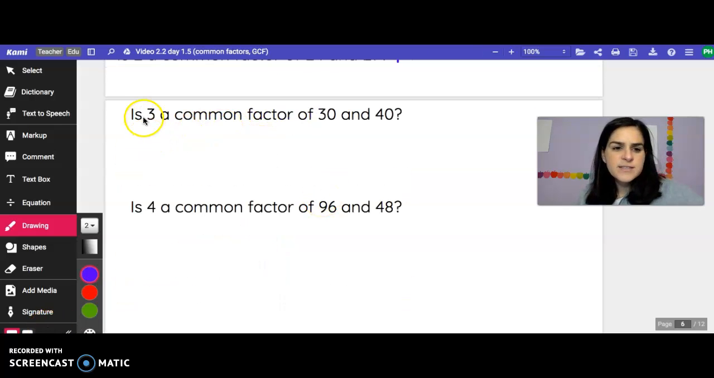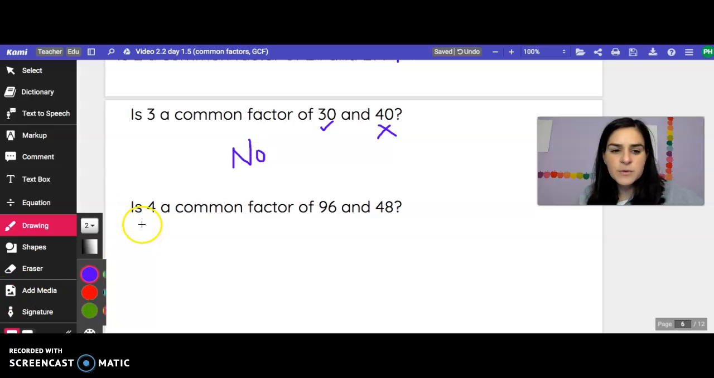Okay, so let's look at this. Is 3 a common factor of 30 and 40? Can I do 30 divided by 3 and have nothing left over? Yes, so 3 is a factor of 30. Okay, so it works for that one. Can I do 40 divided by 3? No, because remember that trick where we do 4 plus 0 is 4 and 3 does not go into 4. So is 3 a common factor of 30 and 40? No, they both don't have that as a common factor.